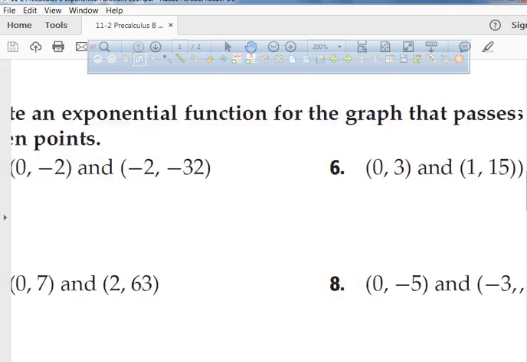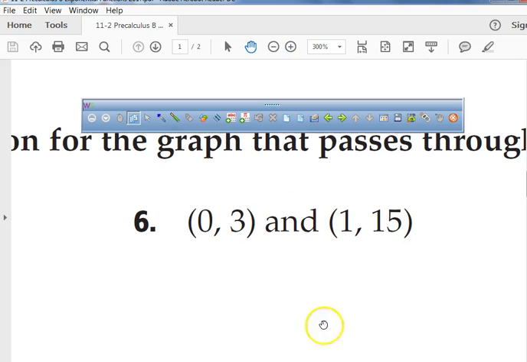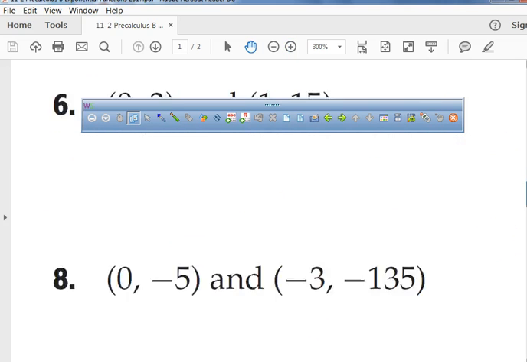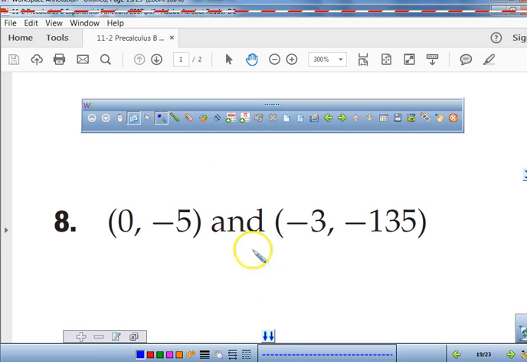Number 8? Yes, we're going to do problem number 8. Right now, for number 8 in your journal. This is the last problem we're doing. Hopefully this video will be less than 20 minutes. It's getting a little old right now. So right now, write down problem number 8 in your journal.